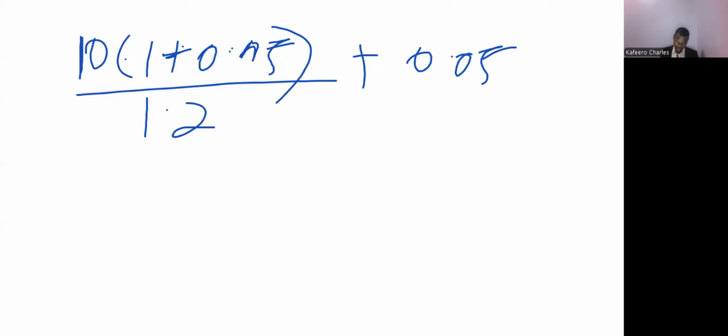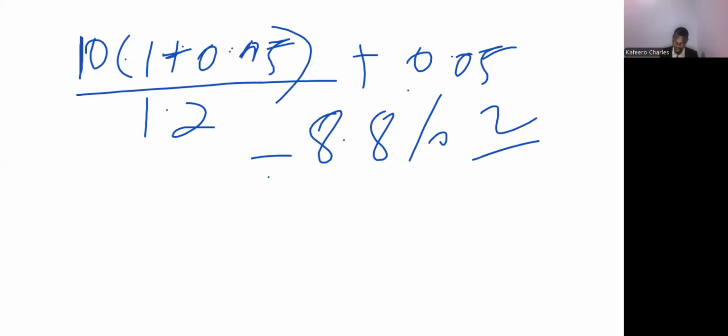Once you have that, this one is going to be 10.5 divided by 1.2 plus 0.05. You will see that it gives us 8.8%, so we can take it to be 9%. Our KE is 9%.